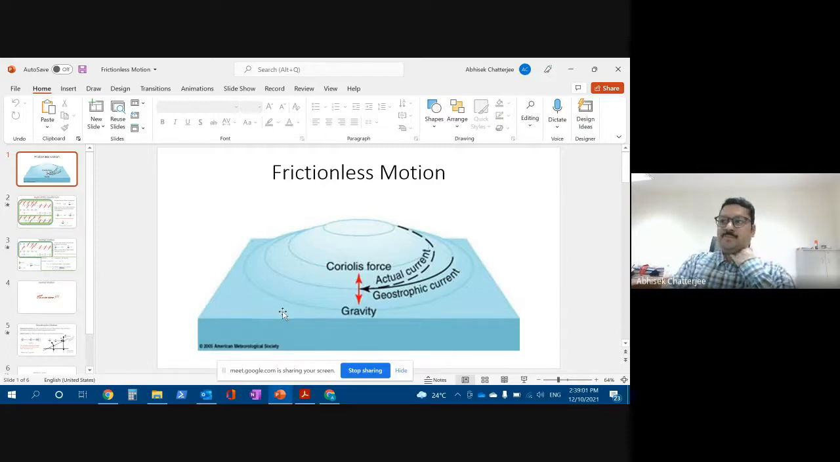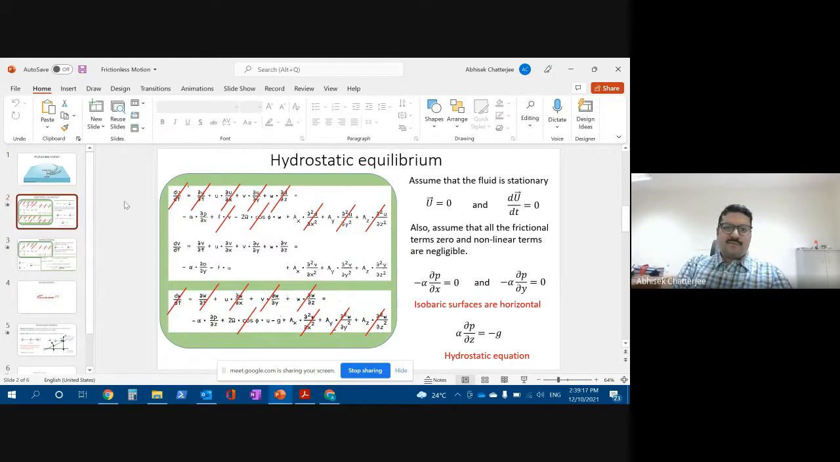Okay, so last time we started talking about geostrophic equations and all. Basically, we started that course on frictional motion. We looked at our equation, and if we assume that there is no flow in the motion, then we end up with a hydrostatic equation, which tells us that P equals rho g h.